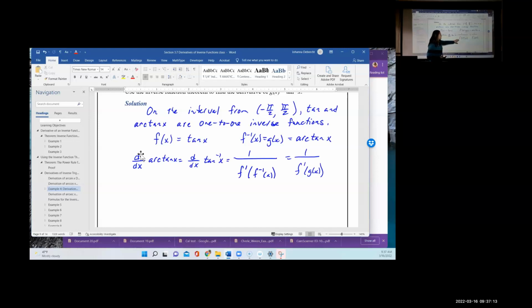So now we need to find the derivative of tangent. What is the derivative of tangent? Who remembers? What's the derivative of tangent? I think it is secant squared. It is secant squared. Okay. So we have secant squared of something, and the something is going to become our inverse function, which is arctangent of x. So we have secant squared of arctangent of x, or tan inverse of x.